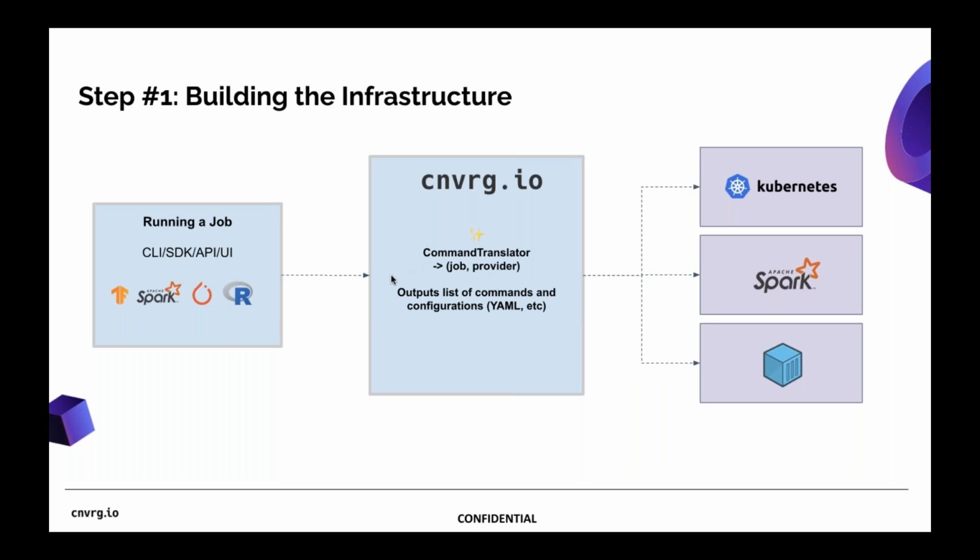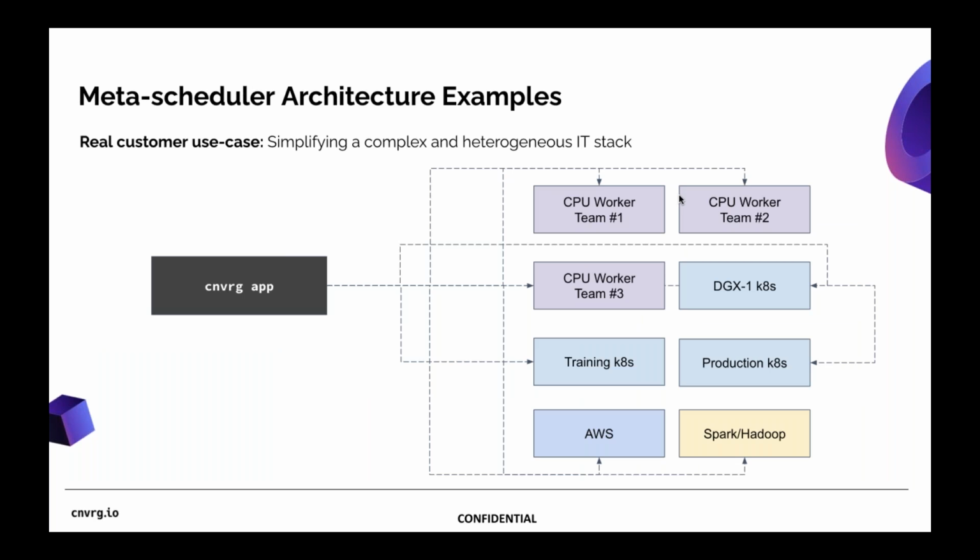And then they submit the job to Converge. It runs through what we like to call a translation. So it gets an input, the job that the user specified and the provider. So is it Kubernetes? Is it Spark? Is it OpenShift? And then it outputs the list of commands that need to be executed on each of the different providers and runs it. This is how we abstract and make it incredibly simple for DevOps to connect all the different resources and for data scientists to run any workload from the same interface.